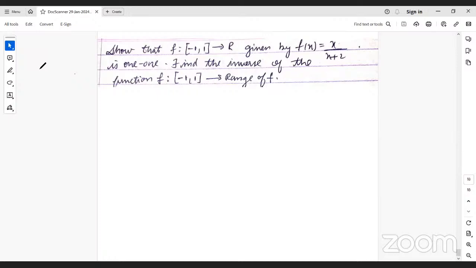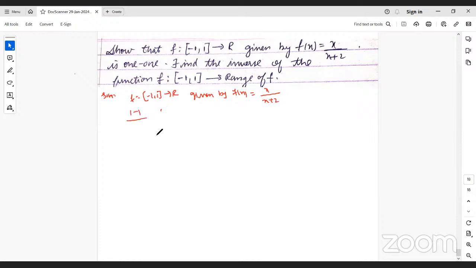So first what we will be doing is we will try to check this function is a 1-1 function. To show it is a 1-1 function, again we need to consider f of x1 is equal to f of x2, what we have done in the first case. So write down the given function. F is a function from minus 1 to 1 to R, given by f of x is equal to x upon x plus 2. So first we need to check it is 1-1.